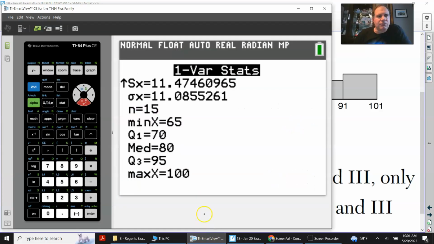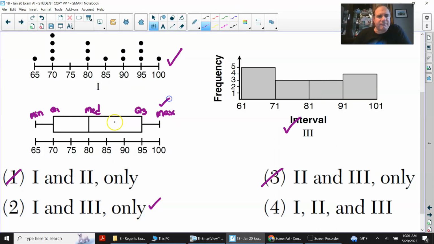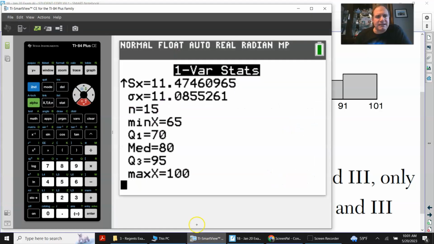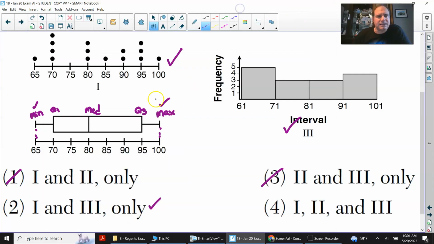So let's take a look. The min is 65 and the max is 100, so we do have that there. The Q1 is 70, the median is 80, Q3 is 95. That all works out. This works too. And that's a rare question where all 3 of them work.